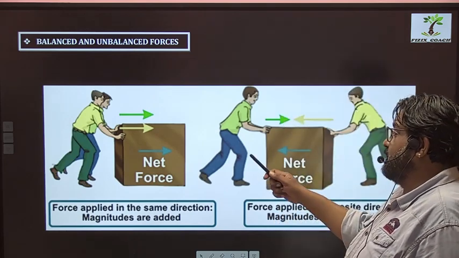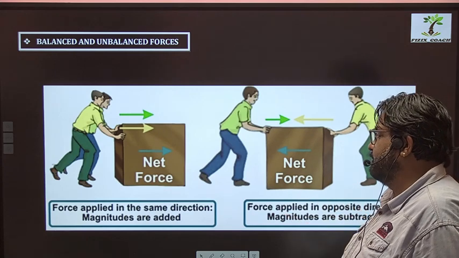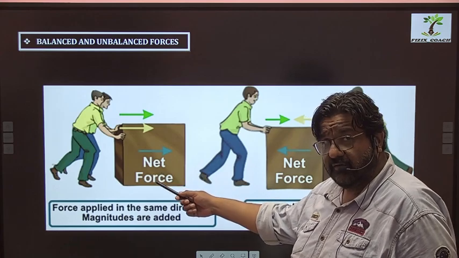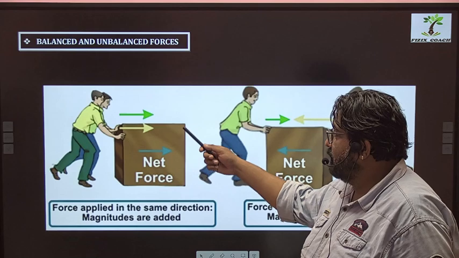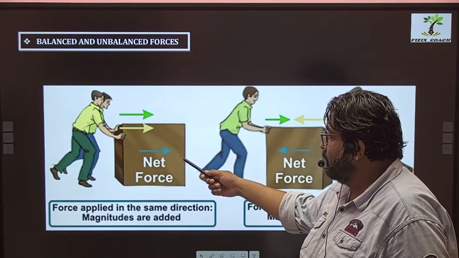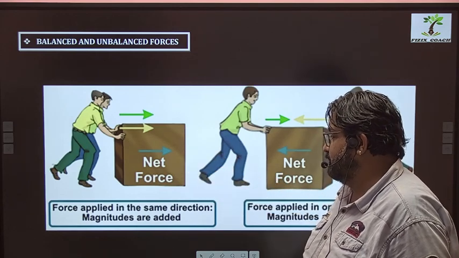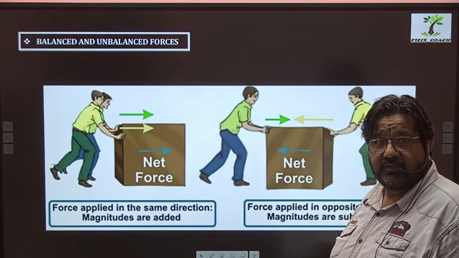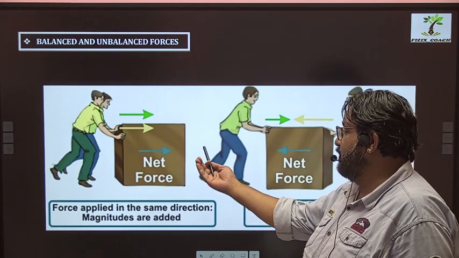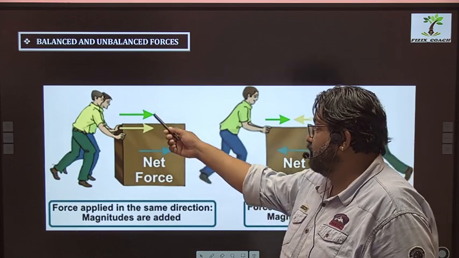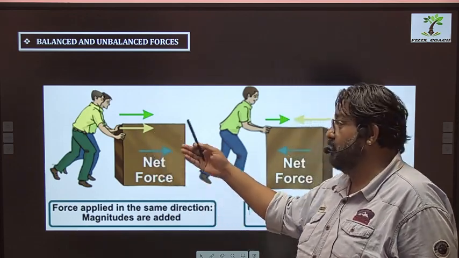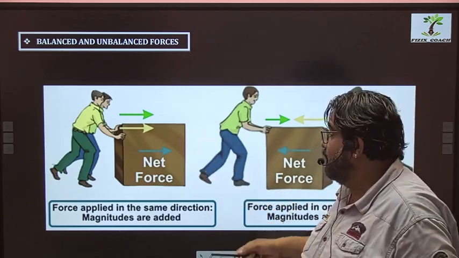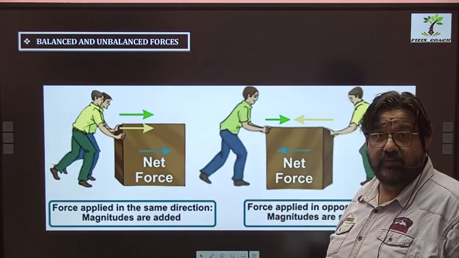First of all, let us understand with this example. In the first figure, you can see that two boys are trying to push this box, and they're applying the force in the same direction. Obviously, both the forces, by the green one and the yellow one, would be adding up together because the direction is the same, and the box would start moving.